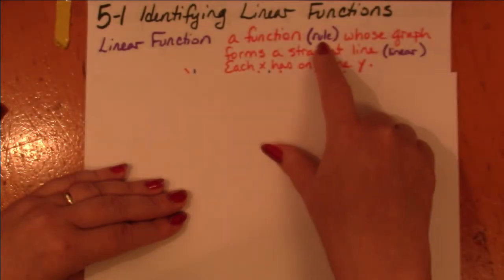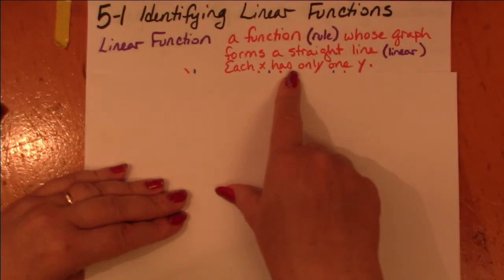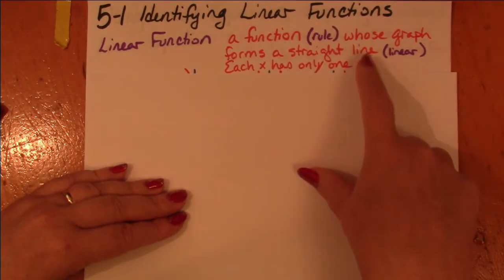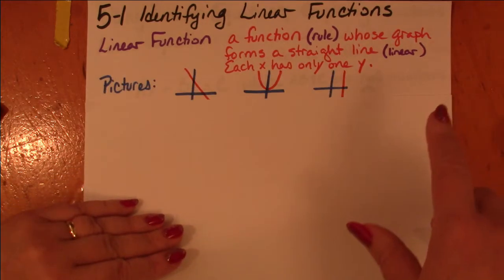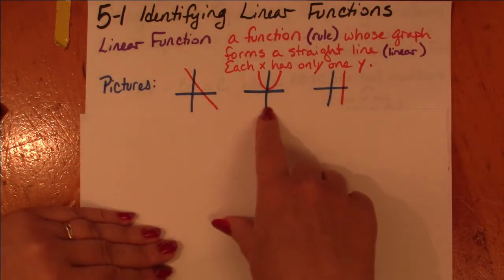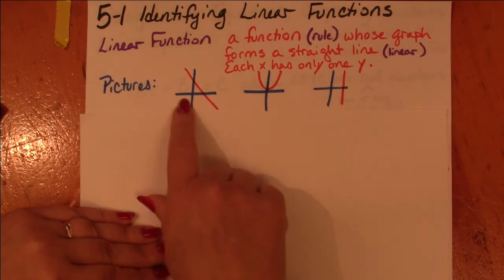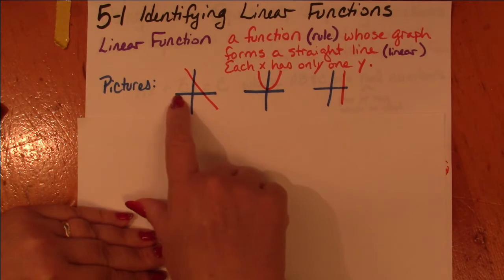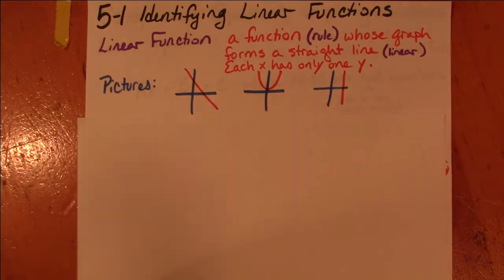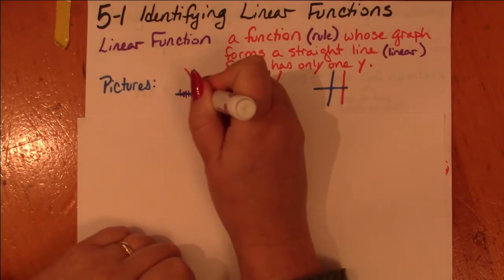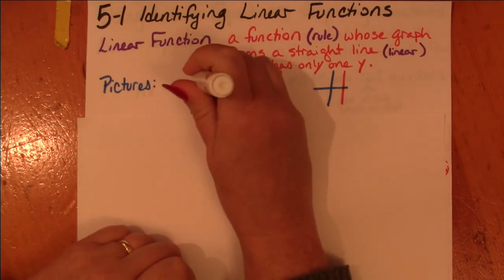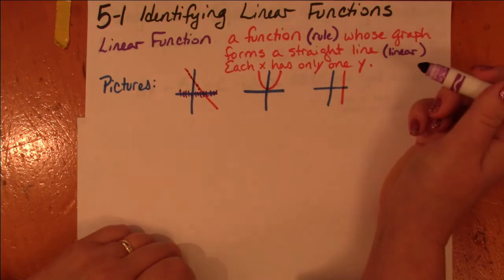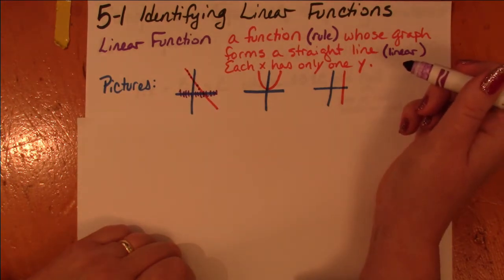The rule, when you put an x in, can give you only one y in order for it to be considered a linear function. So, here's a good example: each little point that you give on this x-axis will only give you one y, and those points are all found along that line.